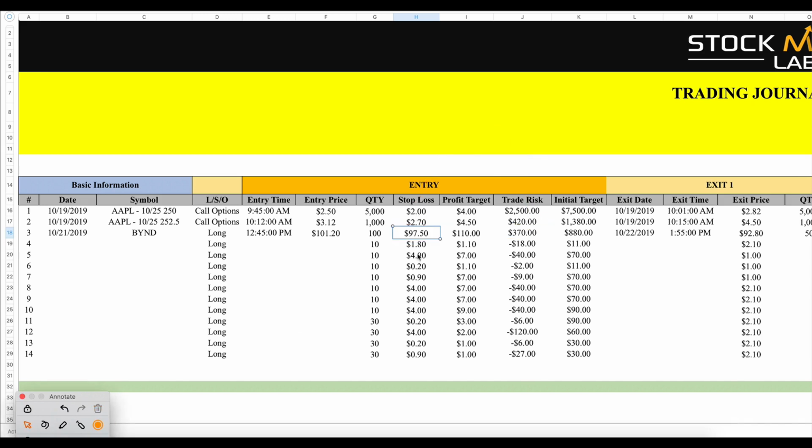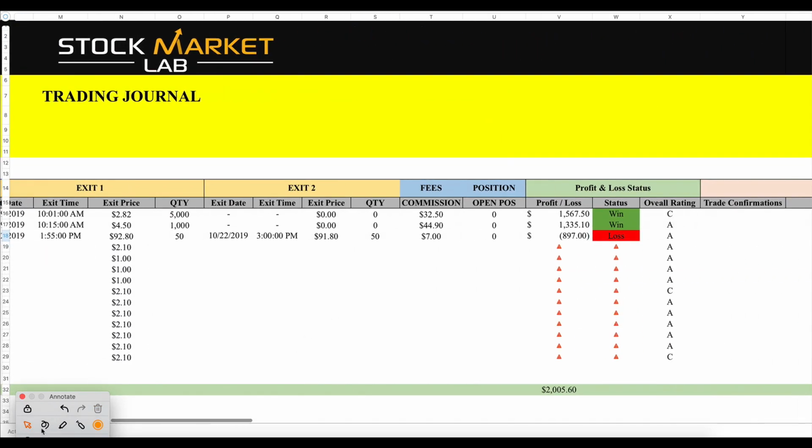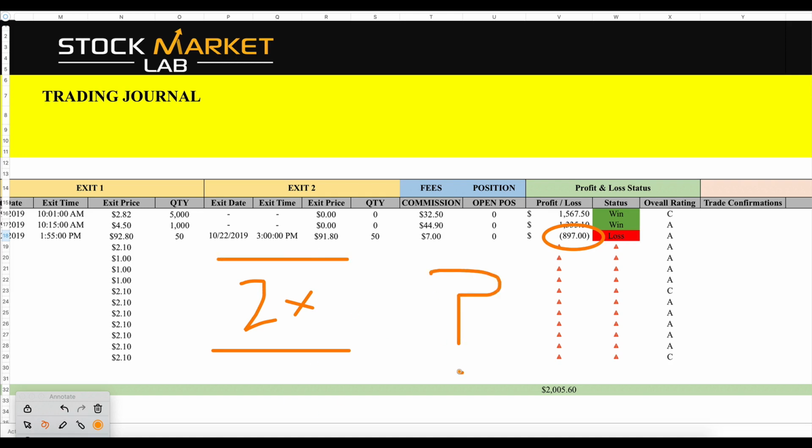Now when I go to this trade, I lost $897, right? I lost about 2x more than I was originally going to lose if I followed my stop loss. Why did I lose more? Oh, I lost more because I obviously did not follow my stop loss. I did not follow my plan. Why did I not follow my plan? What changed? Why did I only sell 50 shares at 92.80 and then the remaining 50 at 91.80?